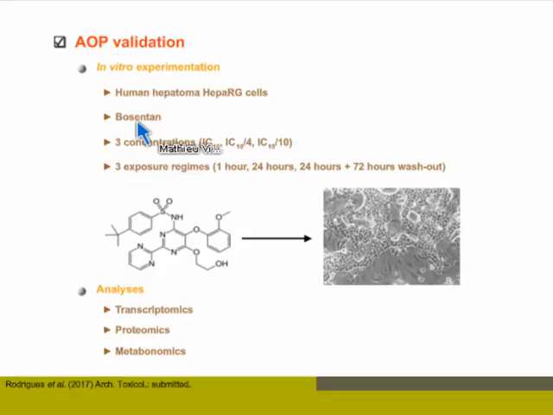In a set of preliminary experiments, we established three concentrations of bosentan by an MTT test: an IC10, IC10 divided by 10, and IC10 divided by 4, which, by the way, were in line with the in vivo relevant toxic doses. We also set up three exposure regimes, as you can see here: 1 hour, 24 hours, and 24 hours followed by 3 days of washout. This washout is, of course, just to check whether the effects induced by bosentan are reversible or not.